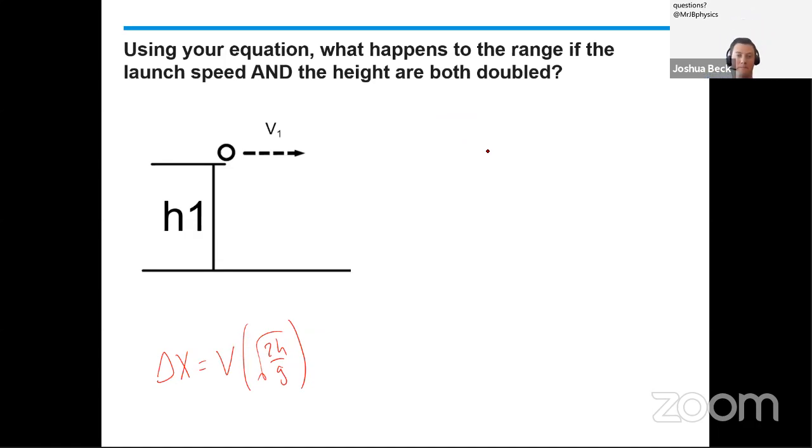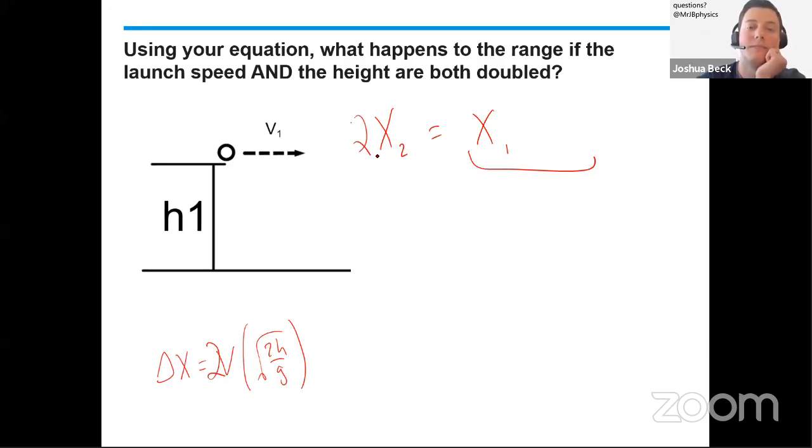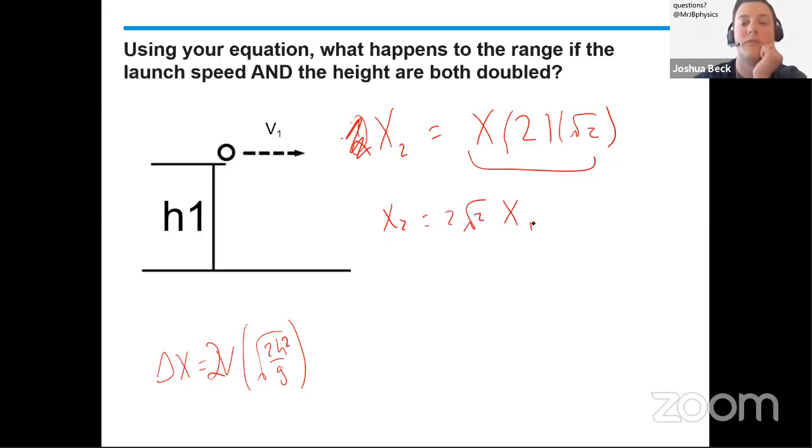How about a combination? What happens to the range if the launch speed and the height are both doubled? Well, we've got our relationship here, except now I'm going to start to change some things on this side. If I double my launch speed, that's going to end up doubling this. And then if I double h, that's inside the square root, so that's going to be multiplied by this. So my x2 is just simply going to be 2 times the square root of 2, whatever my x1 was.